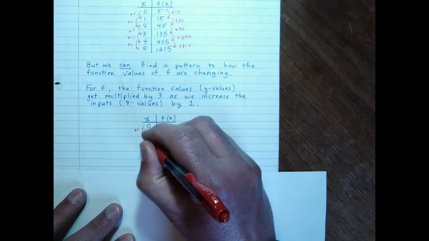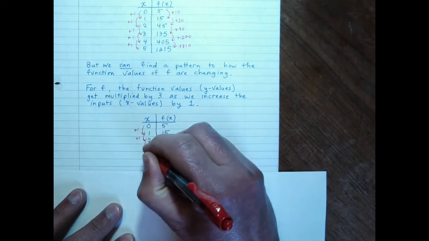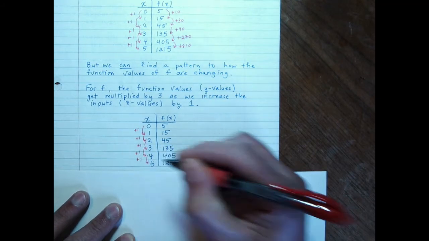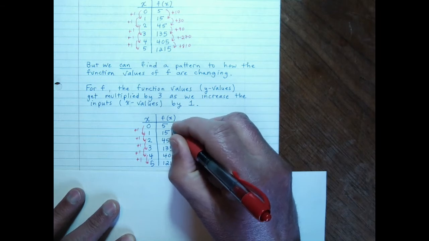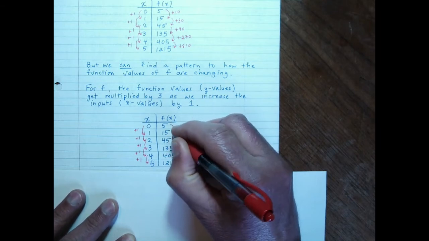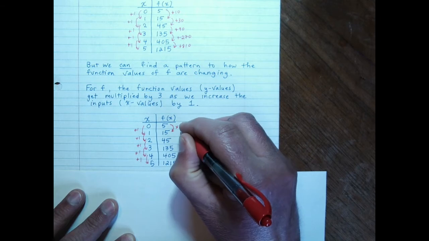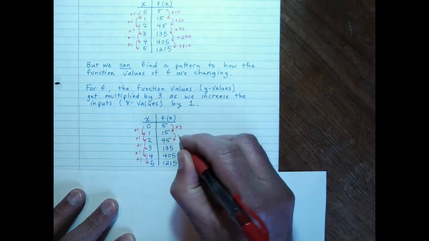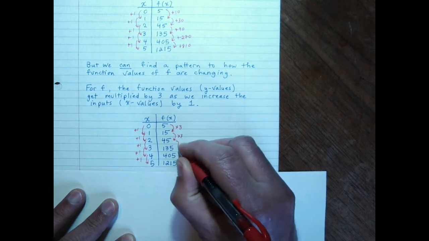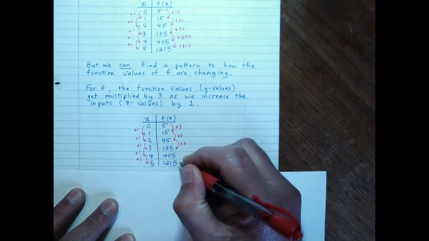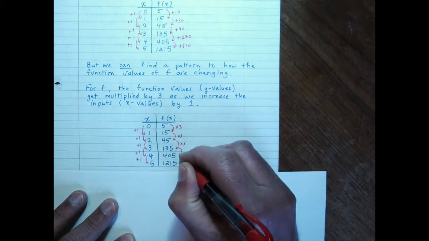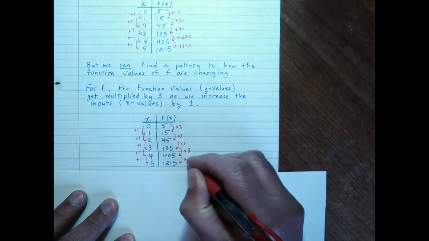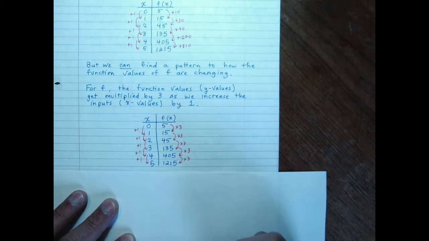I just want to remind us that we just kept looking at increases of 1 in the x values. And the pattern here on the right, or one way to think of this pattern, is it's like we're multiplying by 3. 5 times 3 is 15. 15 times 3 is 45. 45 times 3 is 135. 135 times 3 is 405. And if we multiply by 3 again, we get that 1215.